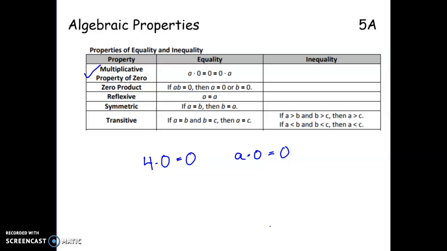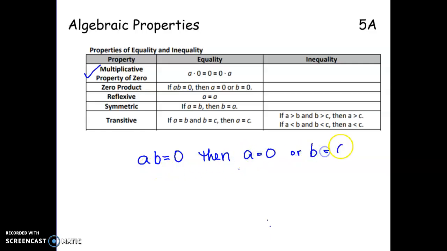The zero product property is a little bit different. It's basically saying that if you have A times B and that equals 0, then you know that A has to either be equal to 0 or B has to be equal to 0, or both of them could be 0. But if A or B is any other number, there's no way you can get 0. So that's the zero product property.